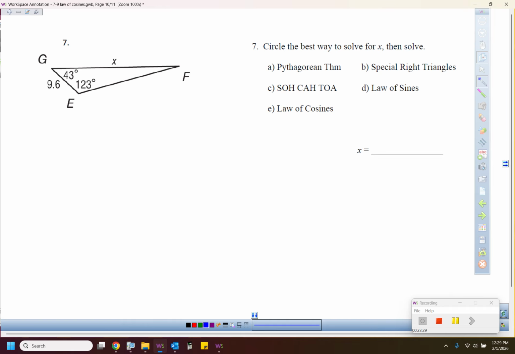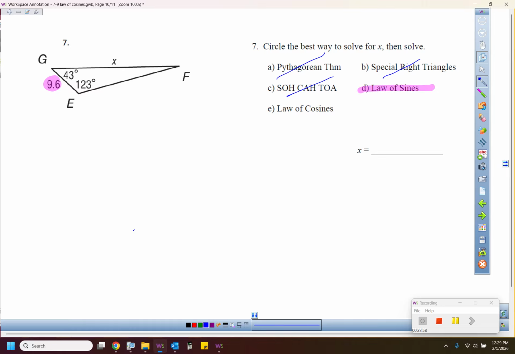And then the last one, they ask what's the best way to solve. These will be test questions also, so you'll have to pick. Here is a triangle. Pythagorean theorem needs a right angle in it, so I won't do that. Special right triangles, nope. SOHCAHTOA needs a right angle in it also, so it's not that. It's down to the law of sines or the law of cosines. It's all about how many sides I know. I know one side, so we will do the law of sines.